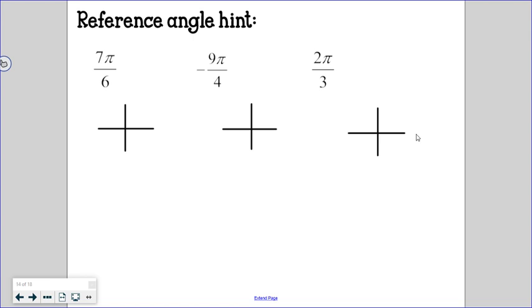We're going to simplify it even more than that. I don't even want to do that much work.